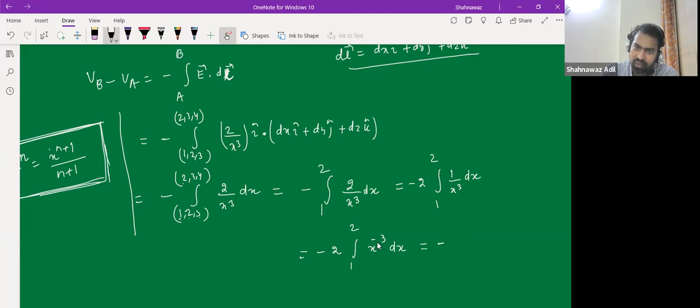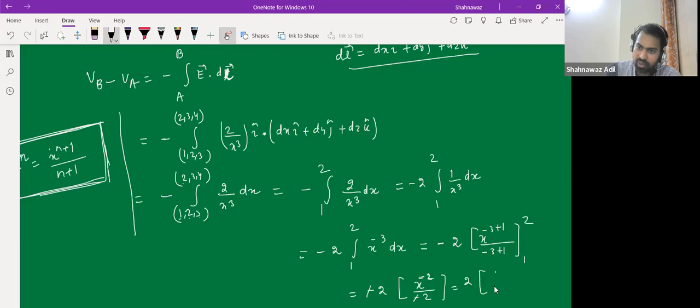So minus 2, right? This is x minus 3 plus 1 divided by minus 3 plus 1, and the limit is 2 to 1. So this would be minus 2 and x minus 2, not x square. So x minus 2 divided by minus 2. This minus will cancel, and you will get 1 by 2x square. So x square will be in the denominator. Understood, guys?